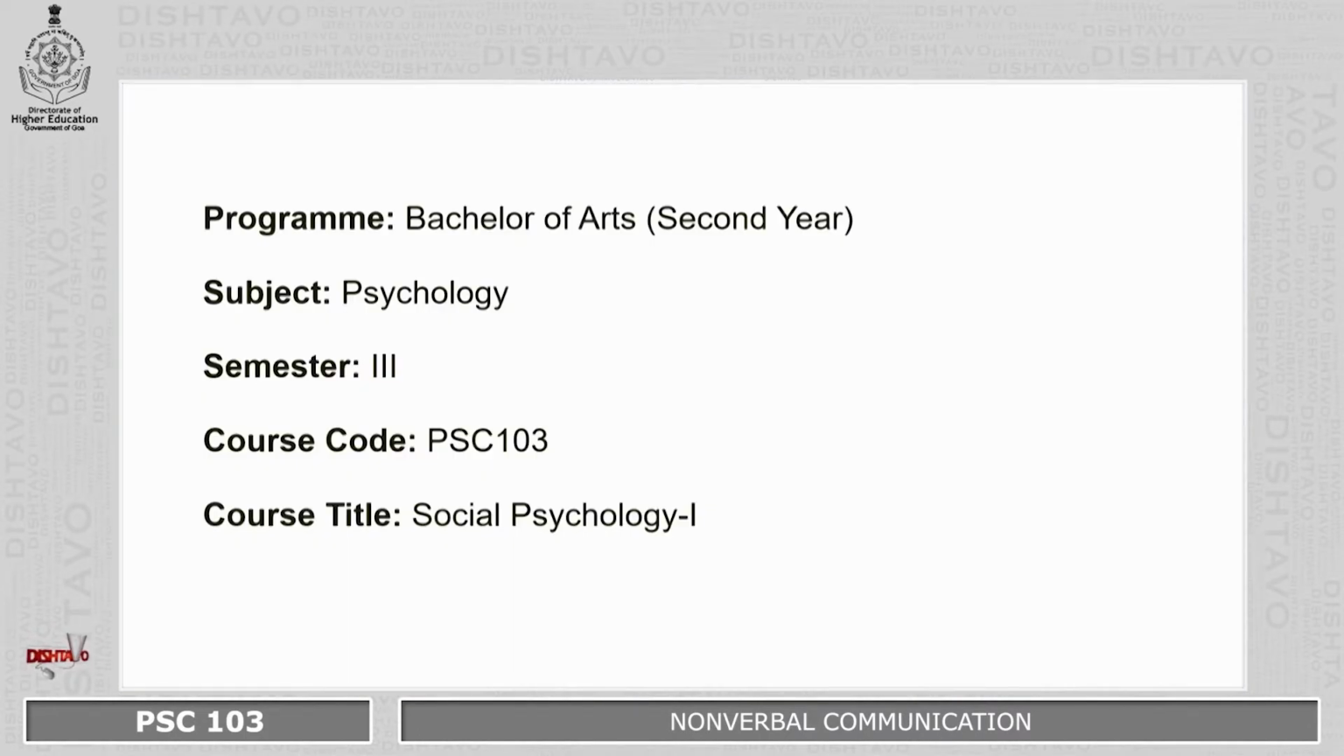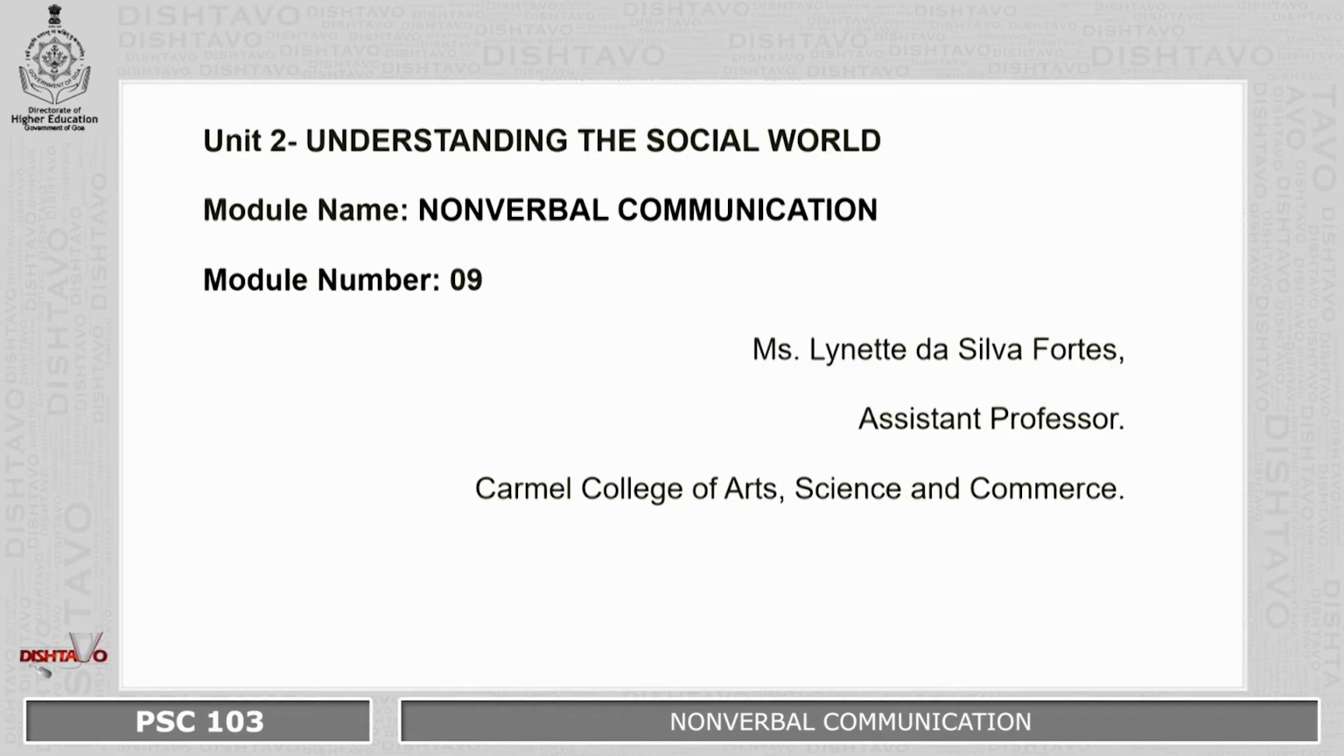Today, I will be covering your second year module of social psychology, a part of your third semester. The course code is PSC 103 and the course title is Social Psychology 1. Today, I'm also going to speak about nonverbal communication, which is a part of your Unit 2, Understanding the Social World. The module number is 9.